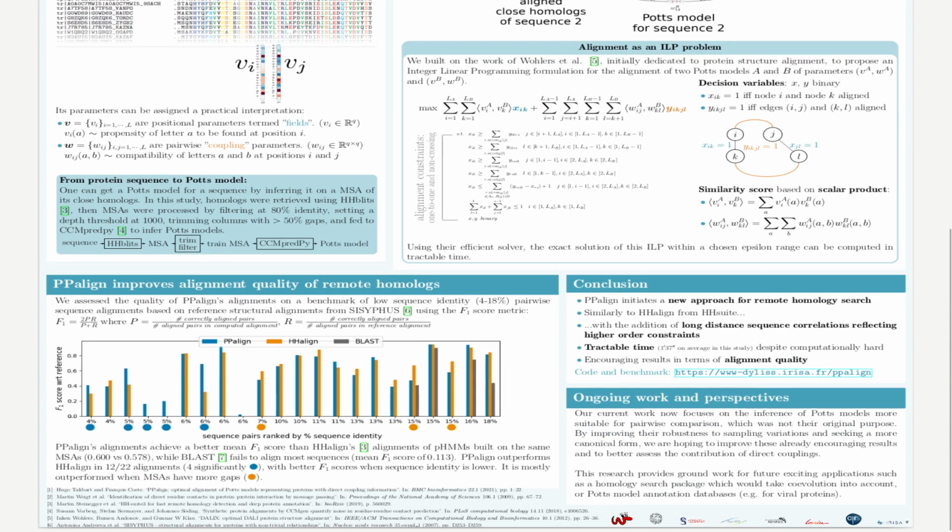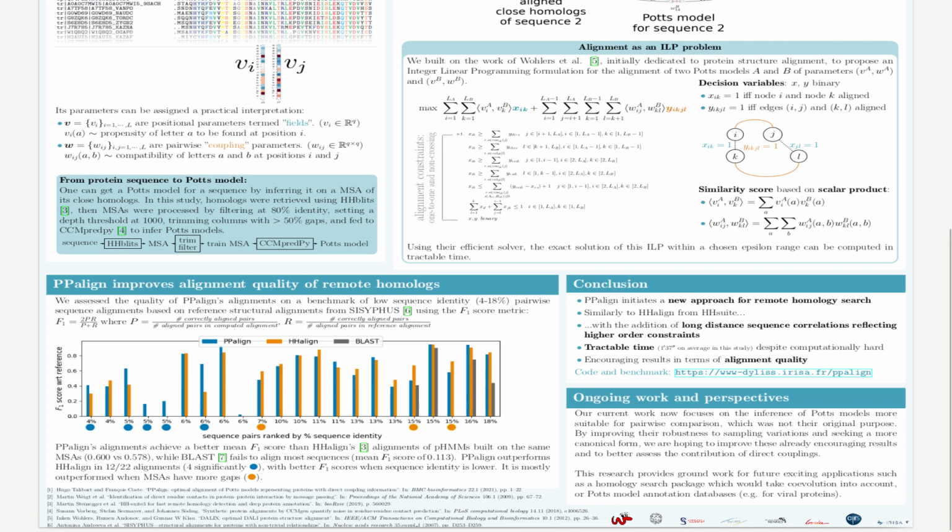Its performances in terms of alignment quality were assessed on a benchmark which we built by extracting a non-redundant set of low sequence identity pairwise sequence alignments from the database of manually curated structural alignments, CASP. In these experiments, our alignments of Potts models had slightly better F1 scores than the alignments of profile hidden Markov models by HH-align, and even better when the sequence identities were the lowest. We were mostly outperformed when alignments had more gaps.